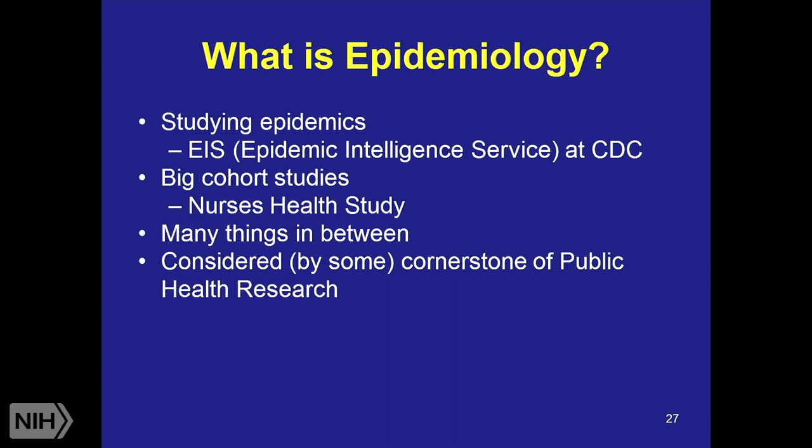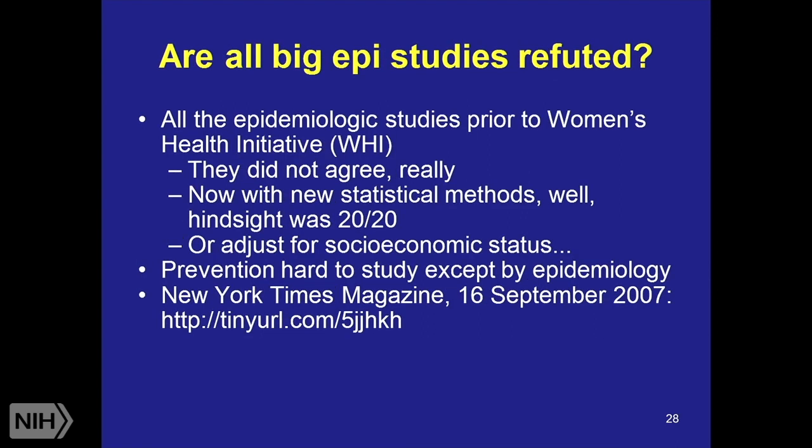There are many things in between. But epidemiology is really considered by some to be the cornerstone of public health research. One of the articles that you all have for tonight's lecture is a New York Times Magazine article on epidemiology. And I encourage you to read it because it's written for people who read the newspaper. It's a pretty nice, common sense article that I think explains the basis of why we actually want to use epidemiology very well without overselling or underselling the shortcomings.